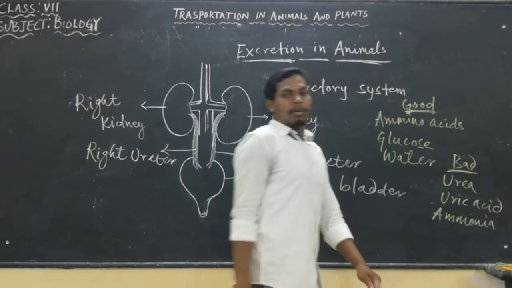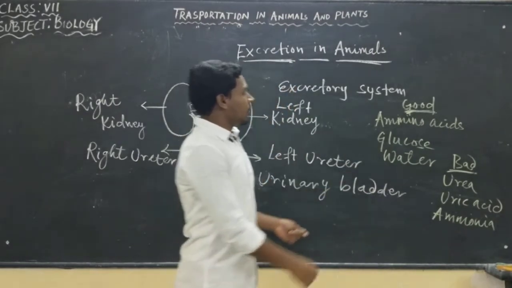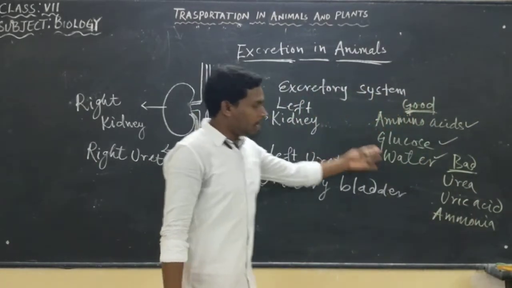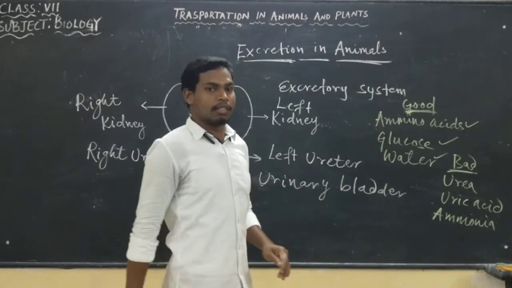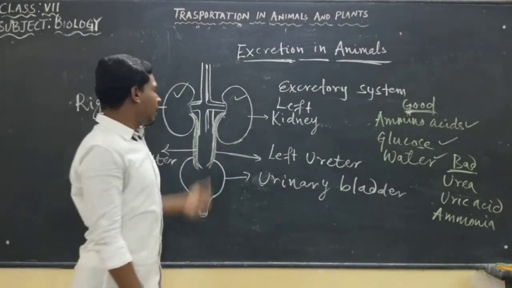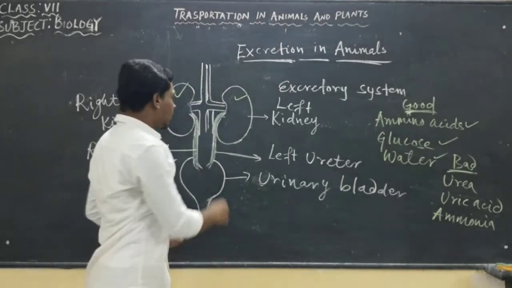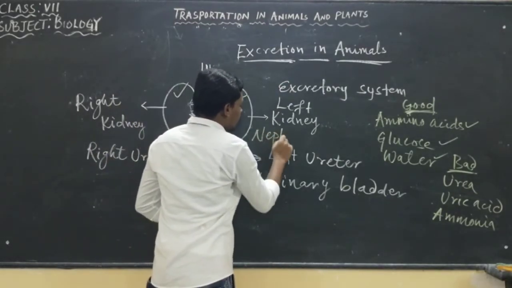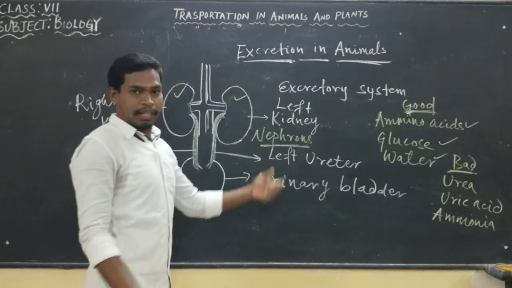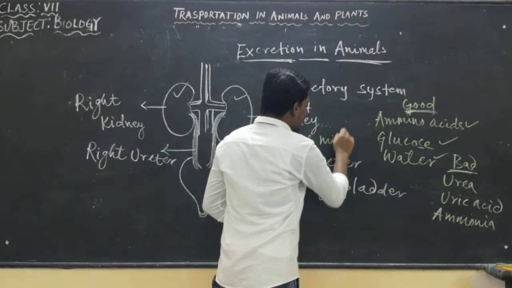So blood always carries good substances and bad substances. We need all these good substances in our body, so they need to be separated from bad substances. This task is done by the pair of kidneys. The kidneys have a filtering unit known as the nephron. This is the basic filtering unit. In each kidney there are millions of nephrons.